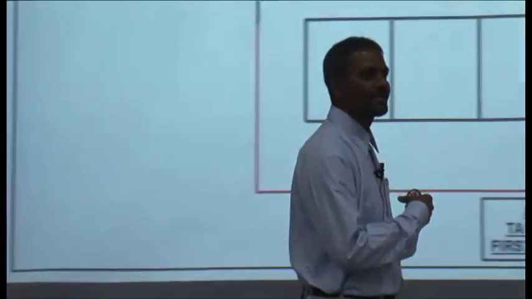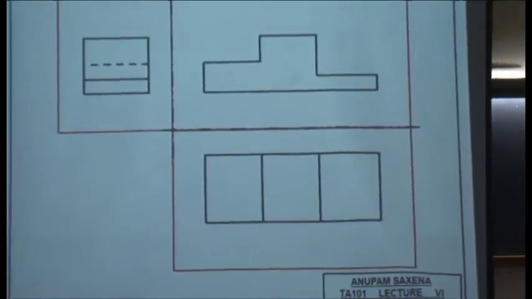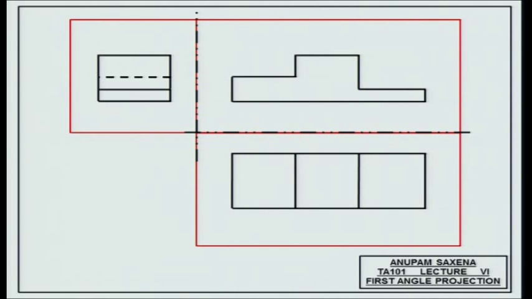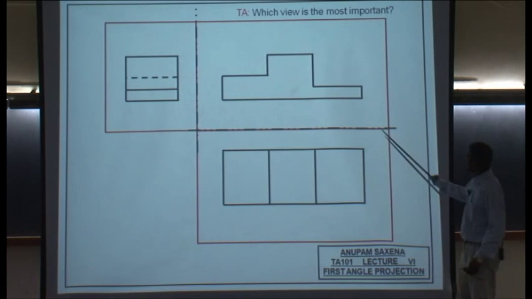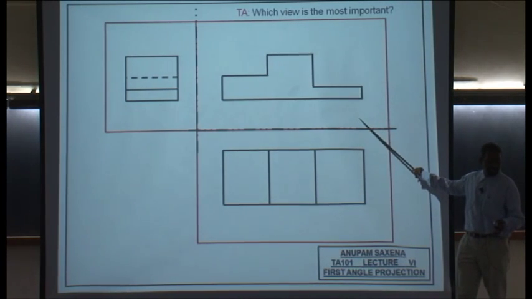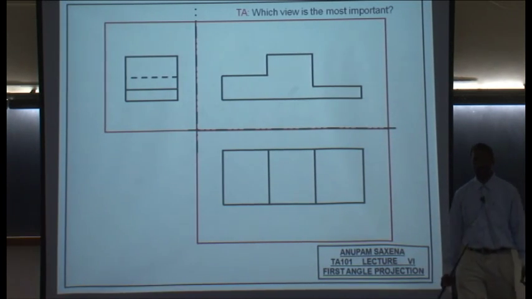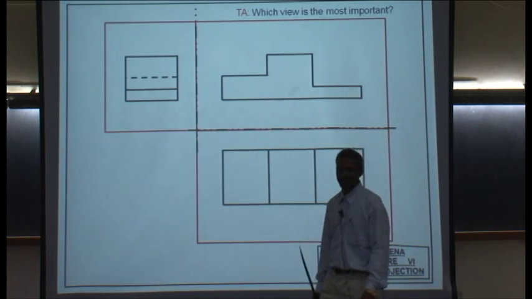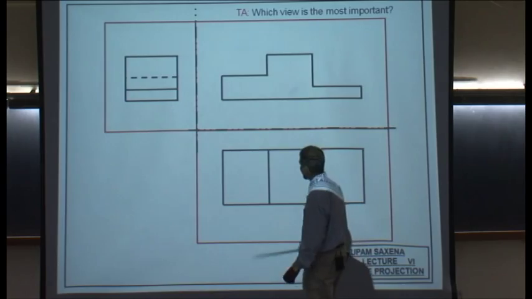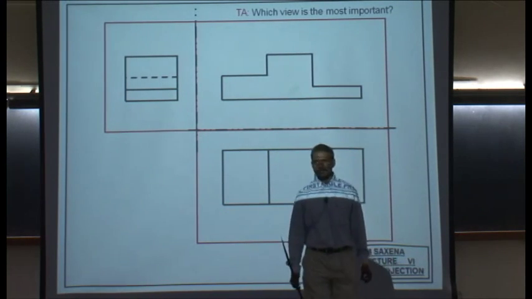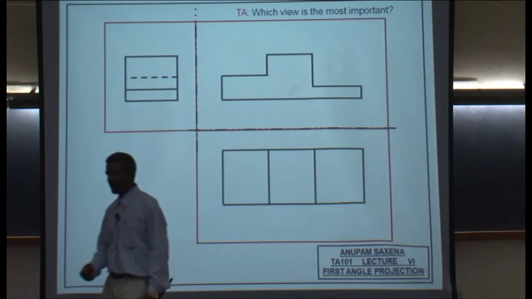Okay. Why is this called the first angle projection? If you imagine that your drawing is divided into four quadrants, your front view, which is the most important amongst FTP, is lying in the first quadrant, and hence it's called the first angle projection. Why is the third angle projection called the third angle projection? There your front view is here in the third quadrant. Right?